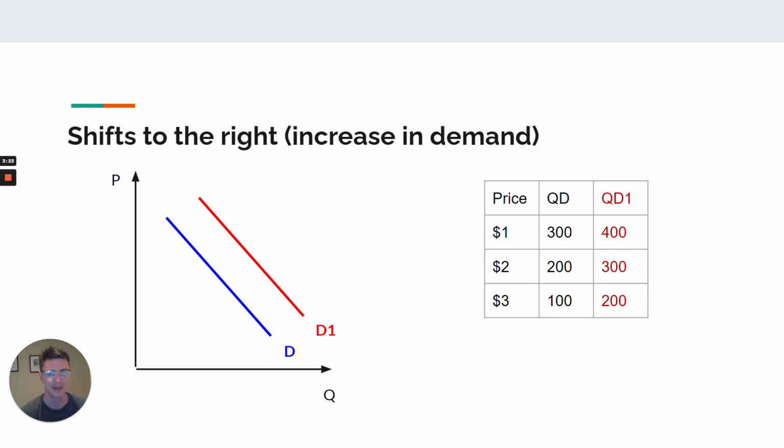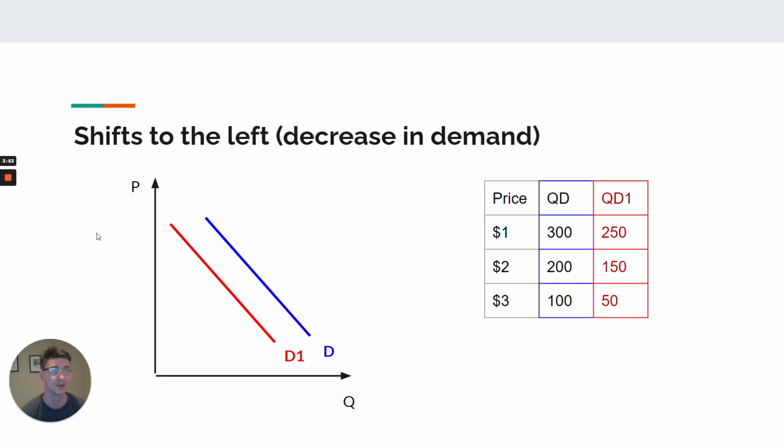What's happening is that there's been some change other than price, and that's led to consumers wanting more at each and every price. So instead of wanting 300 at a dollar, they now want 400. Instead of wanting 200 at a dollar, they now want 300. That shifts the whole relationship outwards, or to the right, which we often call an increase in demand. Now, the opposite can happen if for some reason we want less of a particular product: a decrease in demand, or a shift to the left.